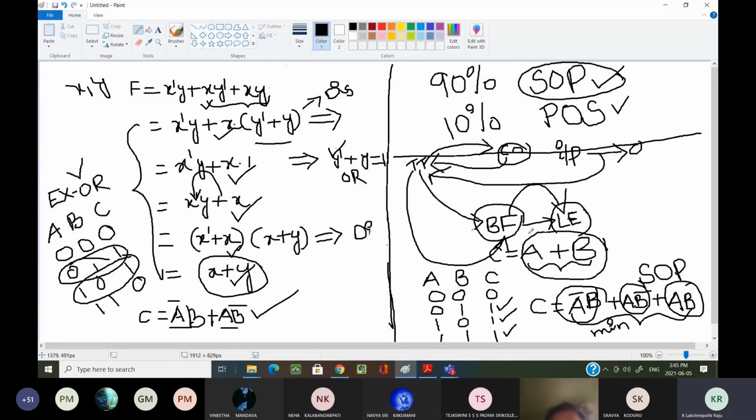Now, how are you deriving these Boolean functions? Based on the truth table, you look at the ones in the output column. For those ones, you write the product terms and sum all those product terms. The final expression you get is the Boolean function or the logical expression. That is the reason that whenever you open any open resource, you will see 90% SOP expressions.